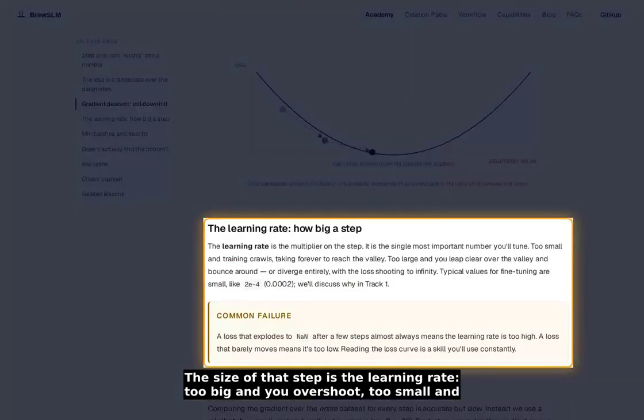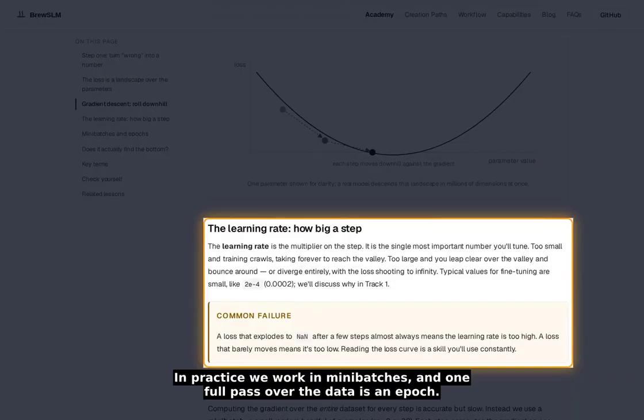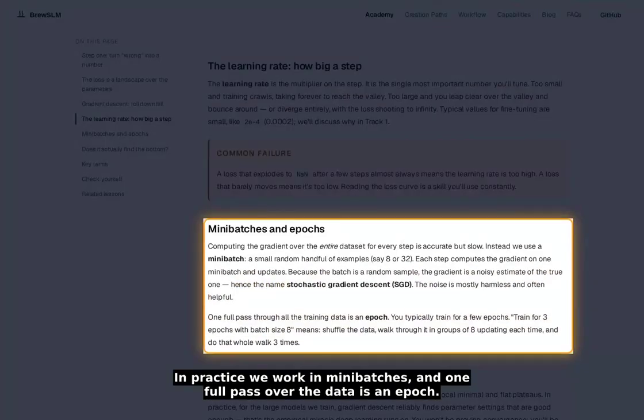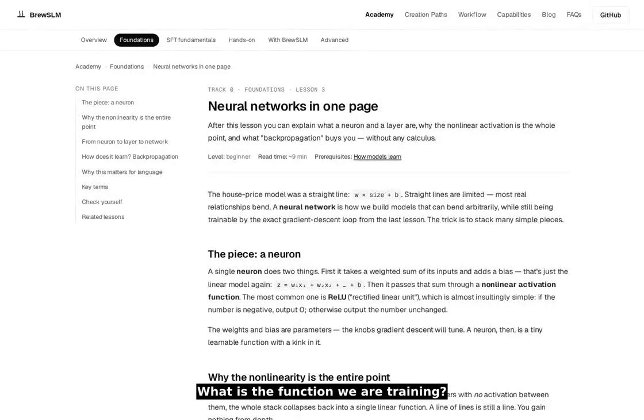The size of that step is the learning rate. Too big and you overshoot, too small and you crawl. In practice, we work in mini-batches, and one full pass over the data is an epoch. Repeat until the loss stops falling. What is the function we are training?